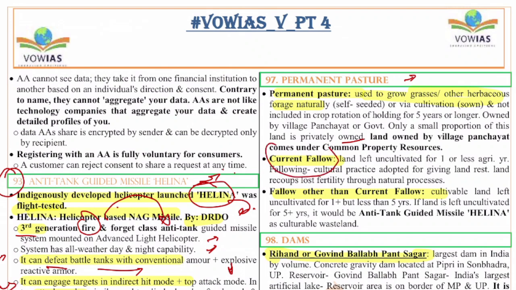Next is the current fallow. So current fallow means the land which is left uncultivated for one or less agricultural year. That is called as current fallow. The fallowing or cultural practice is adopted for giving the land rest, and the land recoups its lost fertility through a natural process. That means that the land is not used or nothing is grown in the land for one agricultural season. That is called as the current fallow.